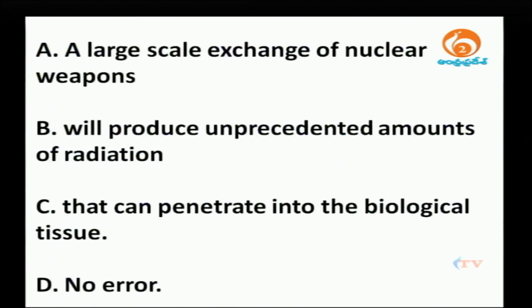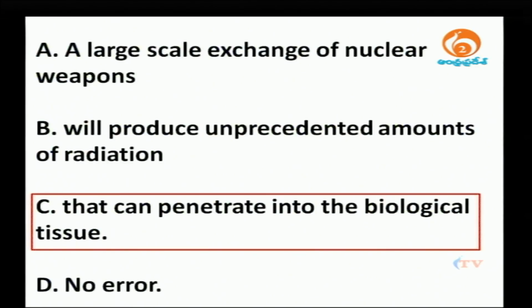Next, a large-scale exchange of nuclear weapons will produce unprecedented amounts of radiation that can penetrate into the biological tissue. It should be that could penetrate into the biological tissue. So, C is the one.